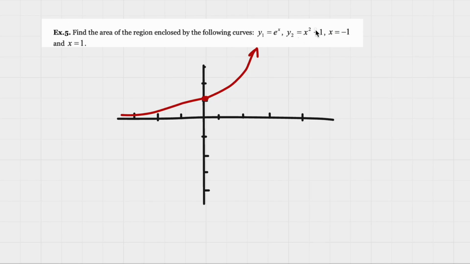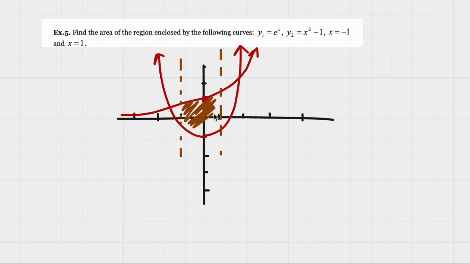And then for x squared minus 1, this minus 1 means the parent function y equals x squared has a shift down by 1, so it's going to look something like this. From -1 to +1, it would be roughly looking like this. And this would be the area between the curves.